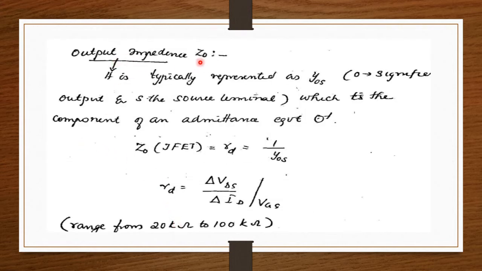Next is the output impedance ZO. It is typically represented as YOS. O signifies the output and S the source terminal, which is the component of an admittance equivalent circuit. So ZO is defined as the drain resistance, which we have discussed in the previous video, RD, and this is equal to 1 by YOS. This value is the admittance. So RD is equal to delta VDS by delta ID at a constant VGS. The value of output impedance RD or ZO ranges from 20 kilo ohm to 100 kilo ohm.